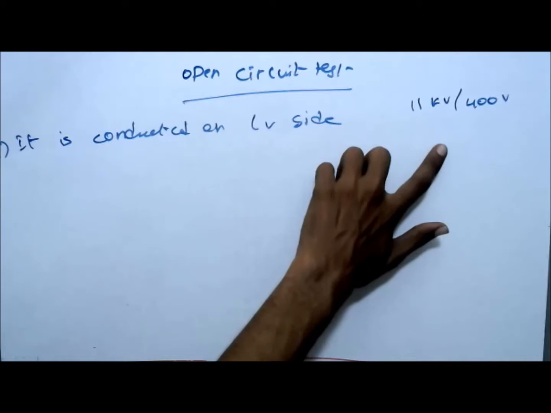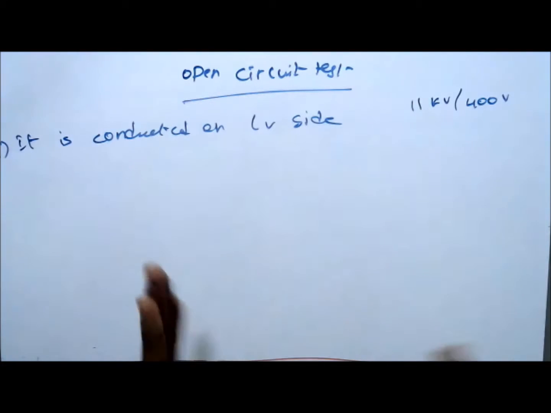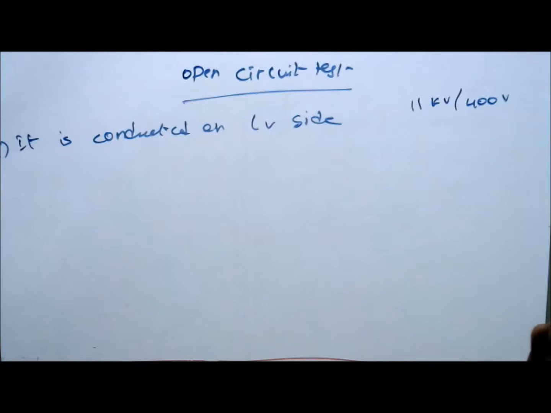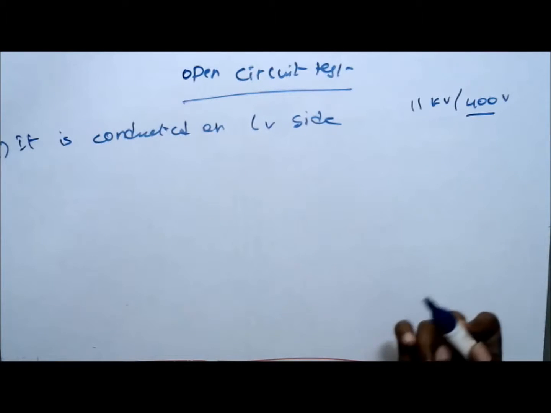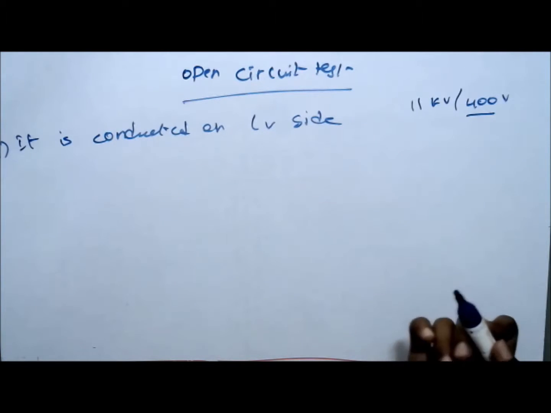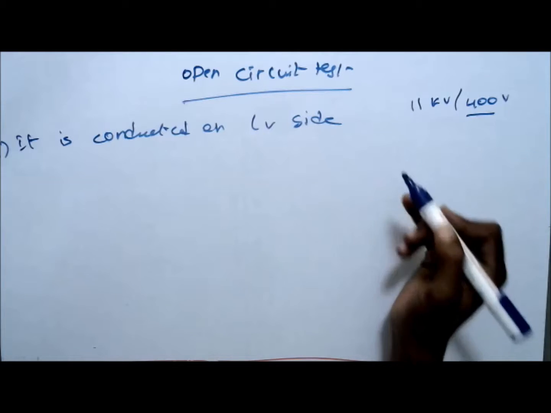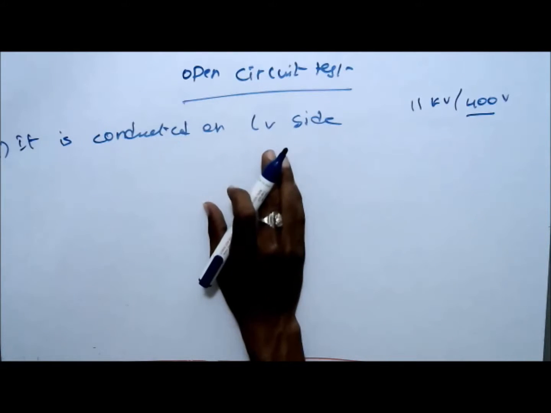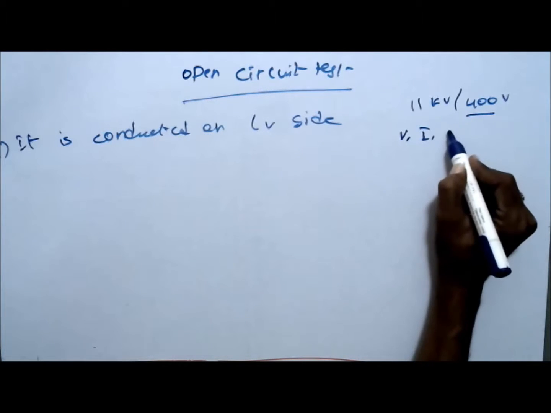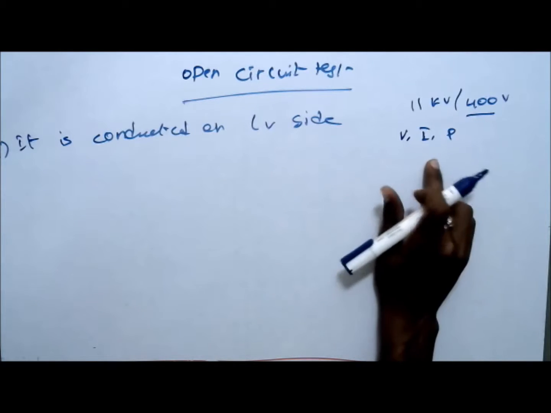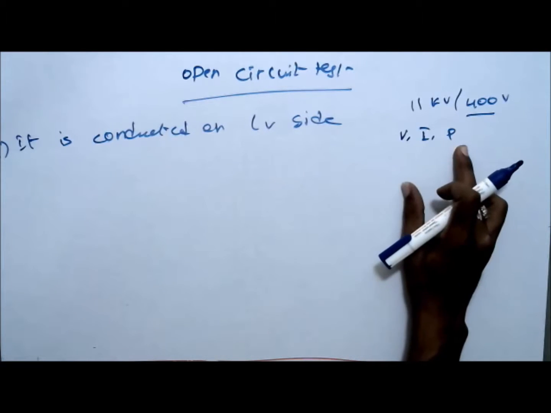See here, what is the advantage? You can connect the meters on either side and the other side is open circuited. In both cases, you will get the same parameters of the transformer. But by connecting the meters at the low voltage side, we can use low rating meters. In this open circuit test we will use three types of meters: voltmeter, ammeter, and wattmeter.